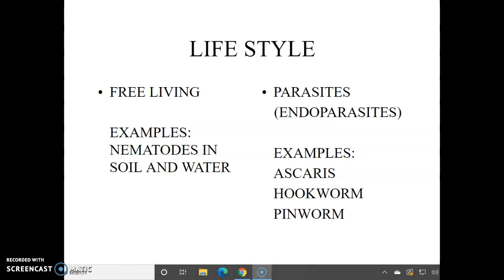Lifestyle, we have free living. These are the ones you might see out in soil and water. You might dig up in the garden sometime. And then we have parasites. An example of those is hookworm, pinworm.